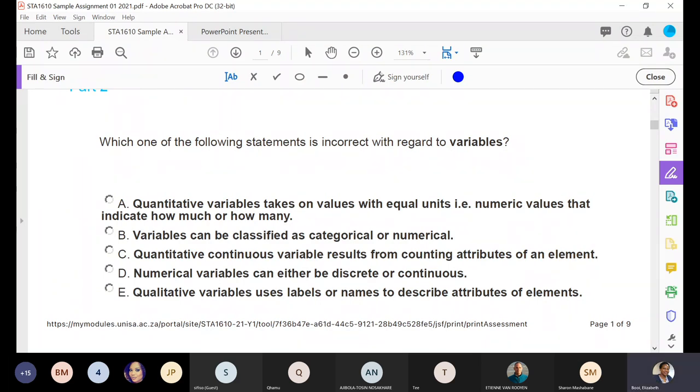A, a quantitative variable takes on values with equal units. That is a numeric variable that indicates how much or how many. B, variables can be classified as categorical or numerical. C, quantitative continuous variables result from counting attributes of an element. D, numerical variables can either be discrete or continuous. Oh, that is one of the things that I didn't discuss with you. Now I remember why. E, qualitative variables use labels or names to describe attributes of elements. Which one is incorrect? Pick and choose your answer.